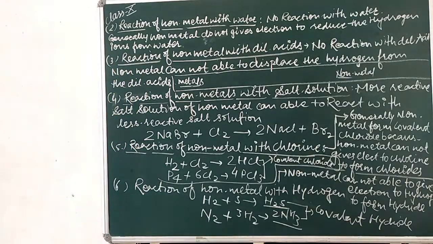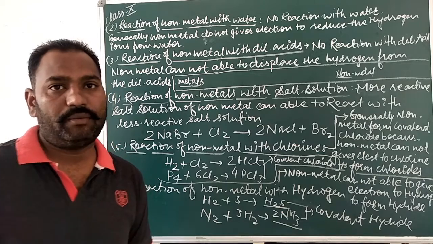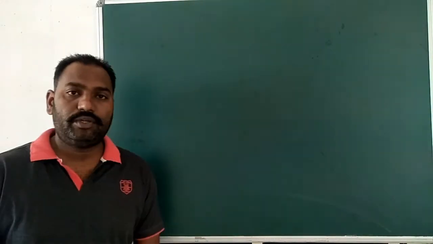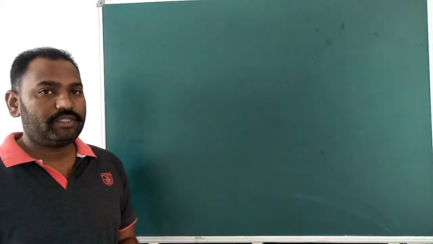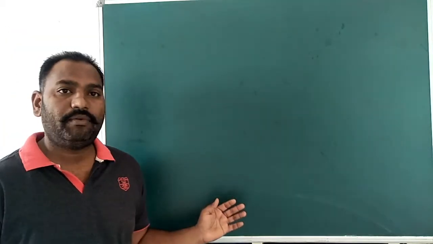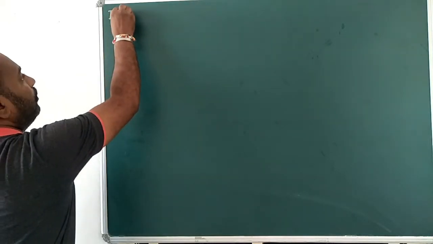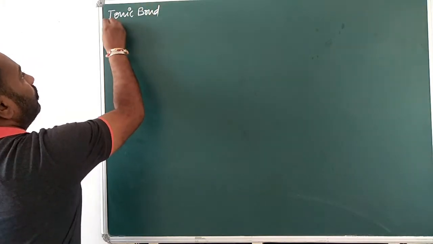After that, that is the ionic compound and properties of ionic compounds. So now, students, we are discussing ionic bonds and ionic compounds. It means how ionic compounds can be formed by ionic bonds. So first is the ionic bond.